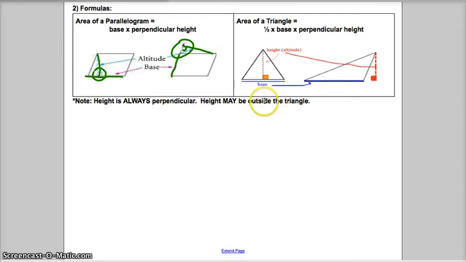And then here in a triangle, the area of a triangle is 1/2 base times the perpendicular height. Again, notice the perpendicular that's marrying the height to the base. So again, note that height is always perpendicular and height may be outside. I probably should have put the figure.